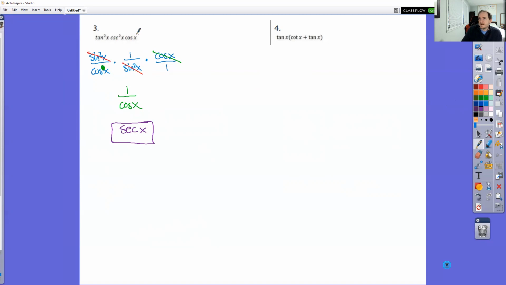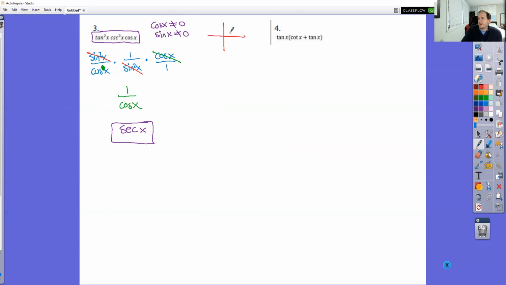That's the best. Now, what are the restrictions on my original? What would its domain be? Well, because it involves a tangent, and because tangent is sine over cosine, we know that for the sake of that factor, cosine cannot be 0. But cosecant is 1 over sine, so we know that for the sake of that factor, sine cannot be 0. And then cosine, he doesn't care. Cosine's got a domain of R reals.